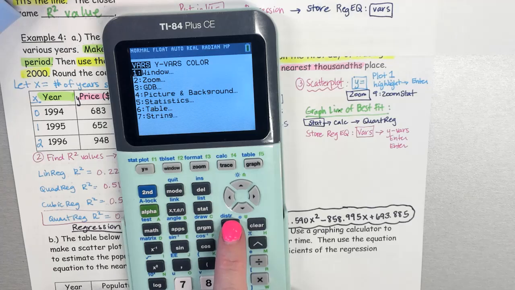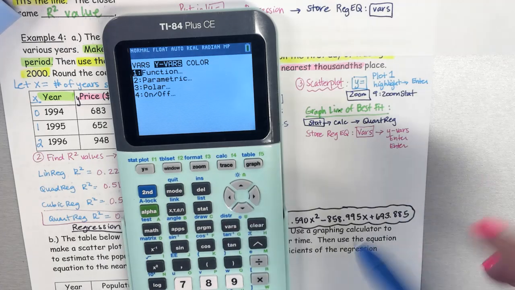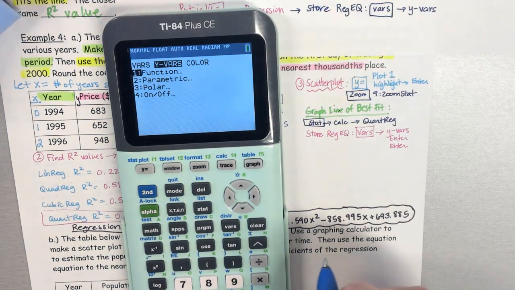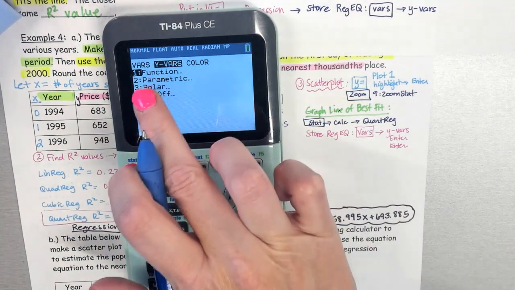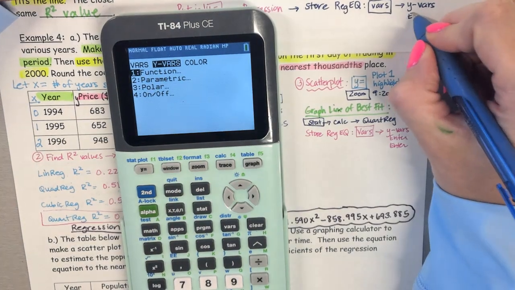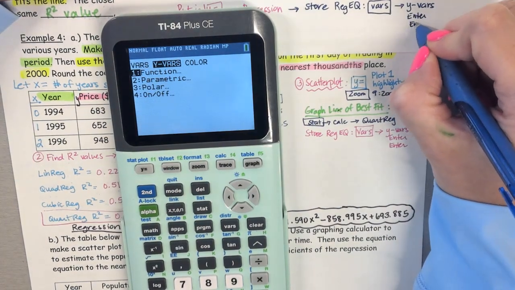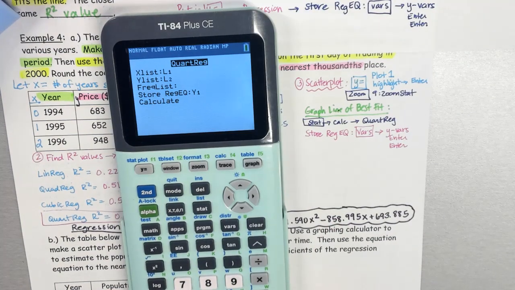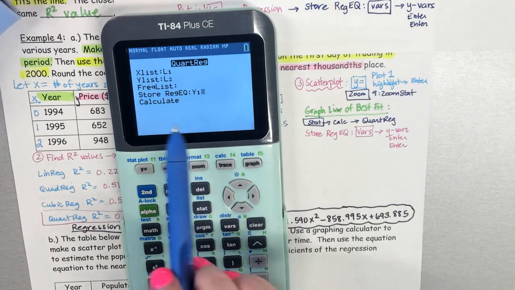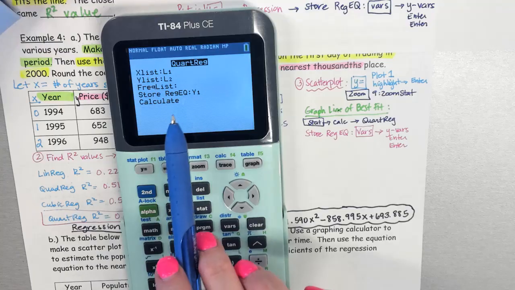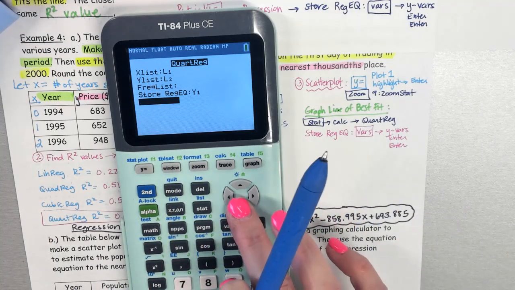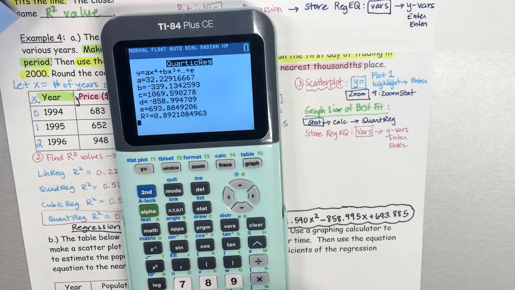Okay, so you should be here with me. Then we're going to arrow over to the Y-Vars, which is the y variables. Okay, and then we want the function, so we're going to hit enter and then enter. Enter and then enter. So what you just told your calculator is to store that regression equation into y1. All right, and then you can go to calculate, okay?